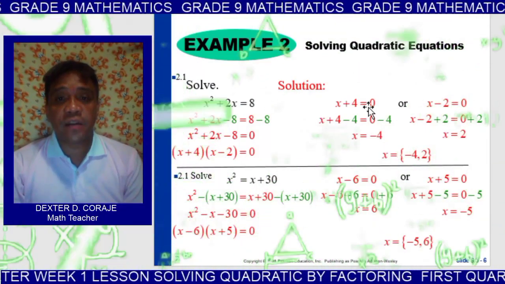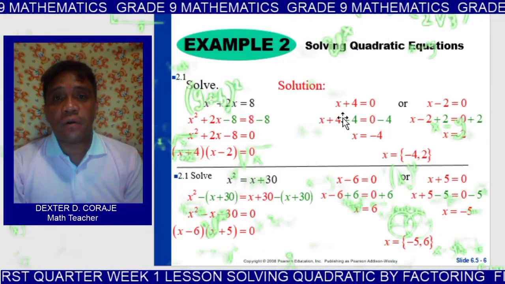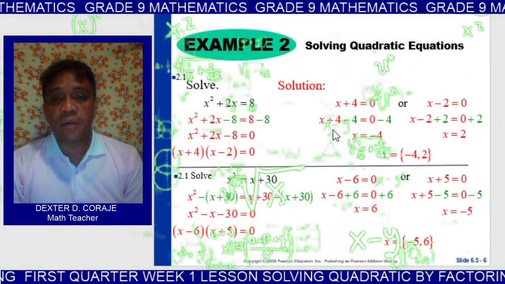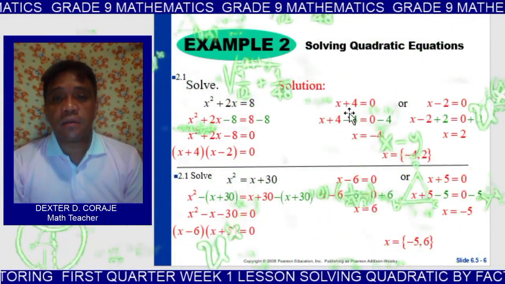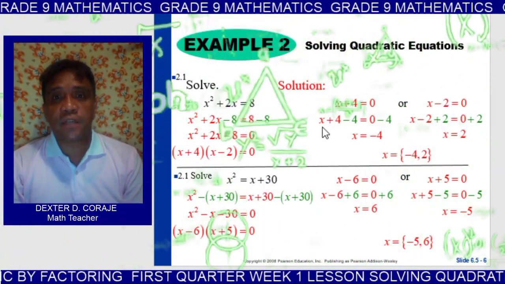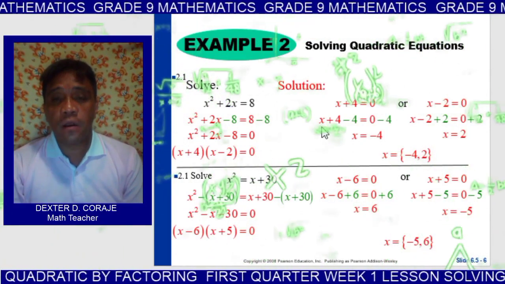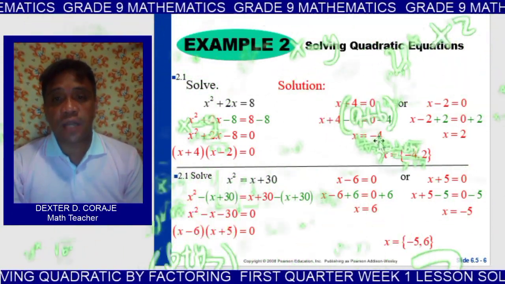So every factor will be equated to 0. So x plus 4 equals 0, or x minus 2 equals 0. So we have to set the plus 4 to make it 0. So we have to add both sides by negative 4 on this first factor. So we have x plus 4 minus 4 is equal to 0 minus 4. So therefore x is equal to negative 4.